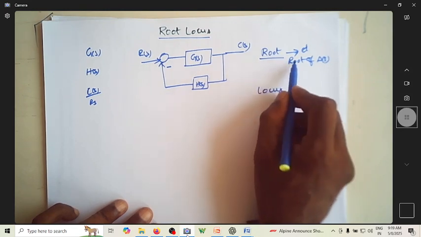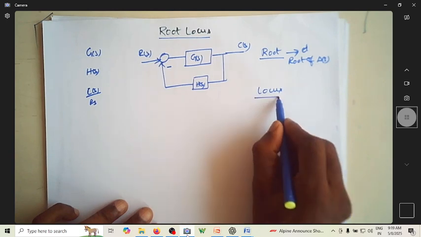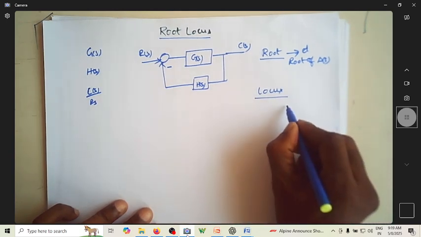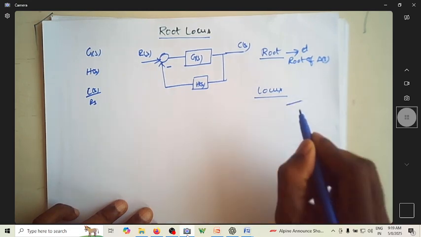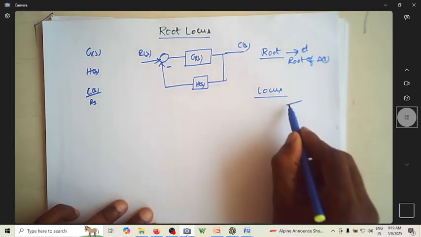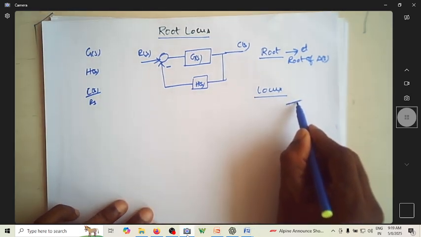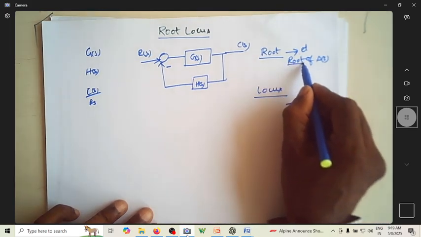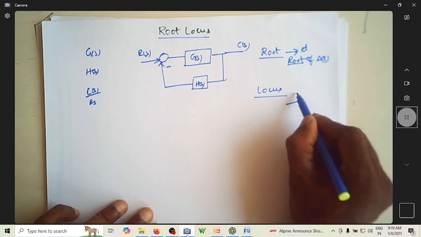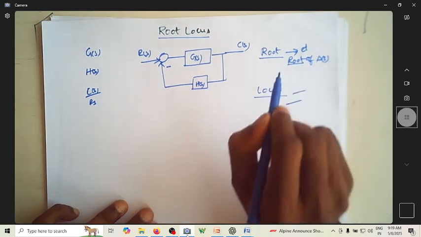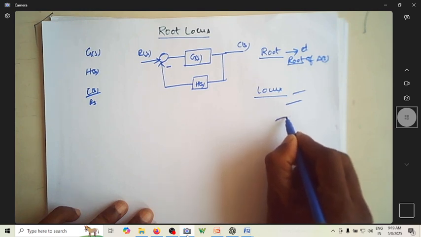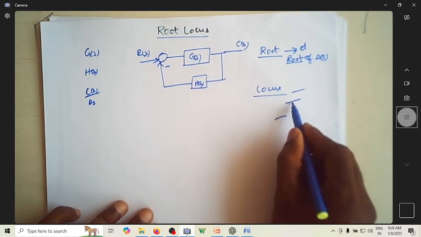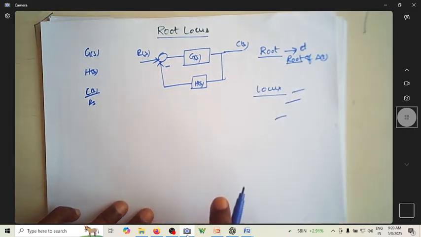And locus, as we know, is the joining of various points. So what are these points we are talking about? We are talking about the roots. It is the joining of different roots that is nothing but root locus. So it is like joining the roots of the characteristic equation, how it goes is actually the root locus. So locus of roots is nothing but root locus.